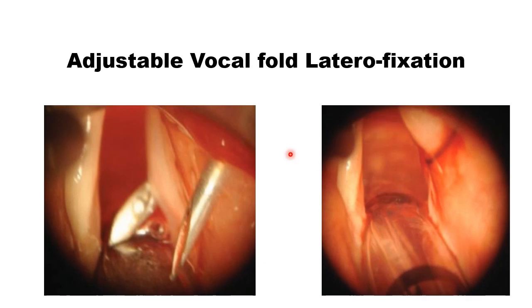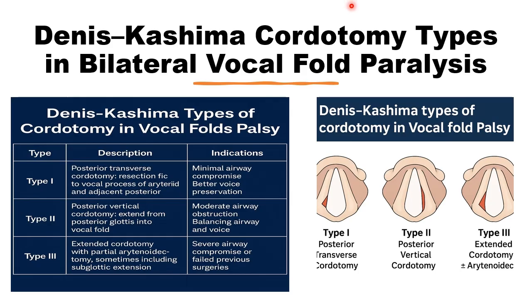And of course, if and when the vocal folds regain mobility, that suture can be cut and removed from the outside to allow for the normal mobility of the vocal folds. But when there is no potential for recovery of the bilateral vocal fold paralysis, surgical intervention in various forms would be indicated to clear the airway obstruction.